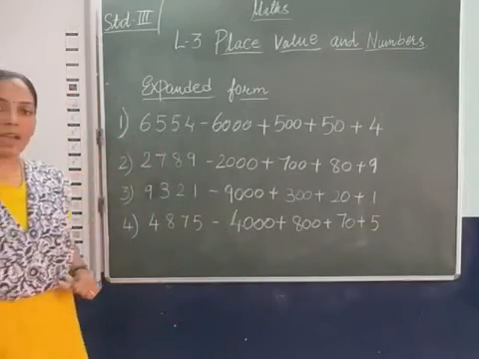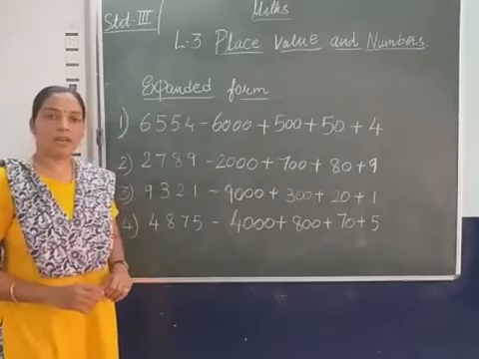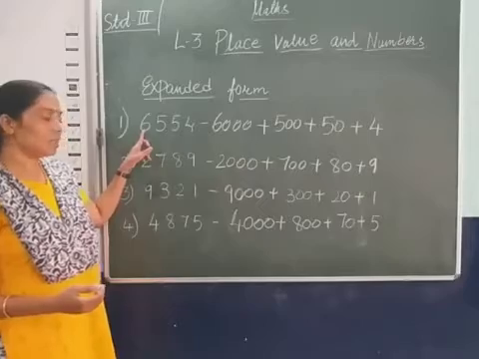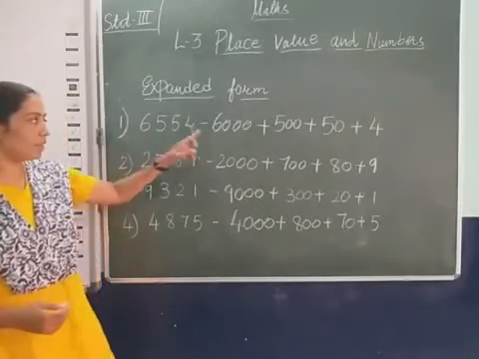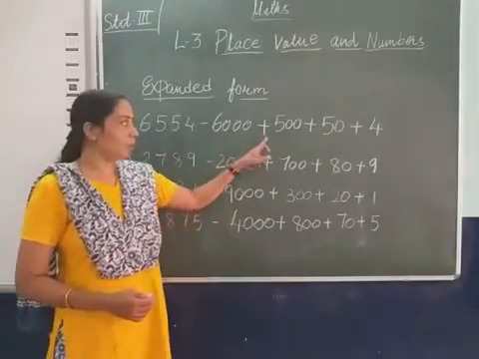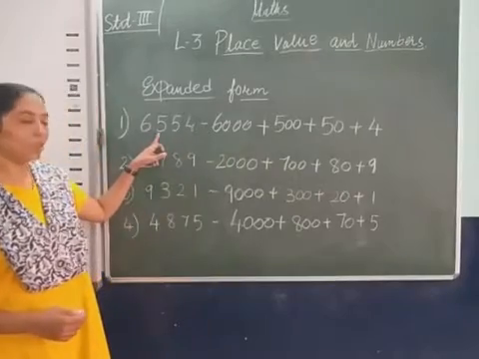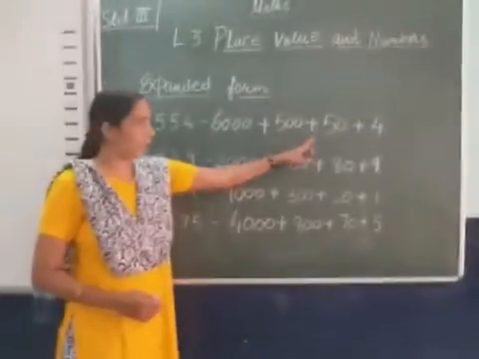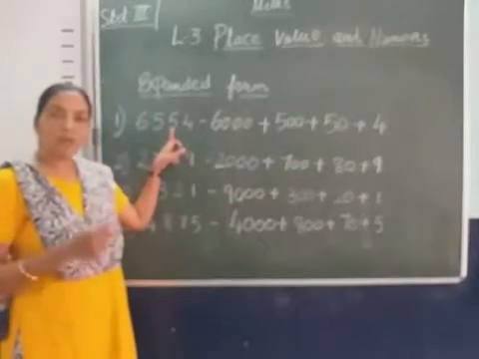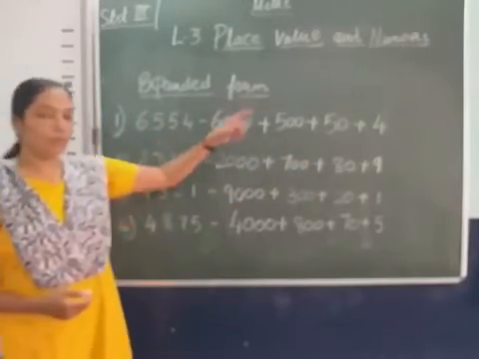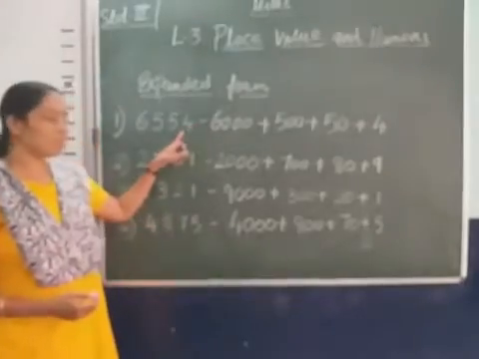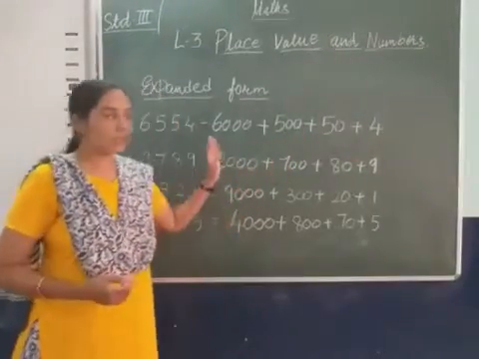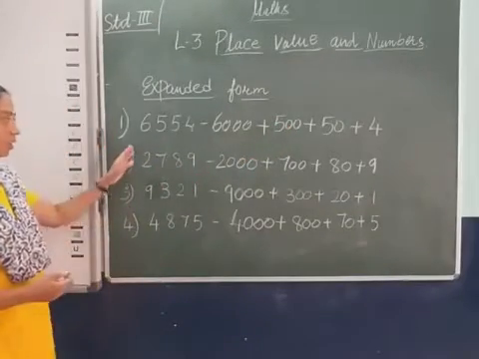6554 we read as 6554 and its expanded form: 6 is on the thousand place, so we will write here 6000 plus 5 on the 100 place, so we will write here 500 plus again 5 on the tens place, so we will write 50 and the 4 is on the ones place, we write plus 4. This is the expanded form for this number.